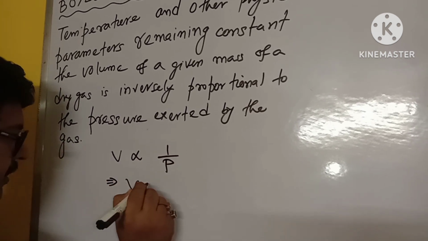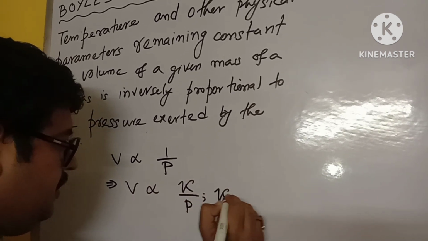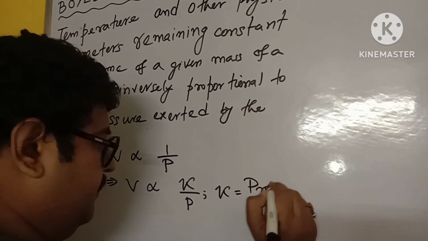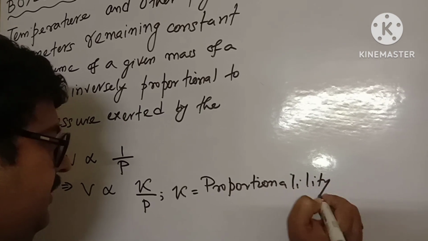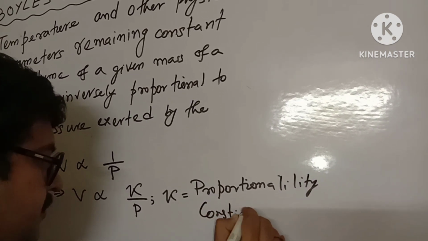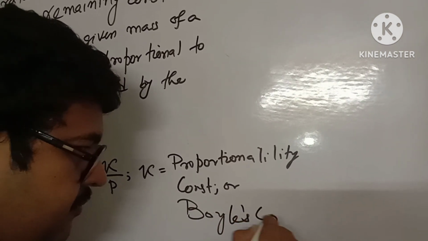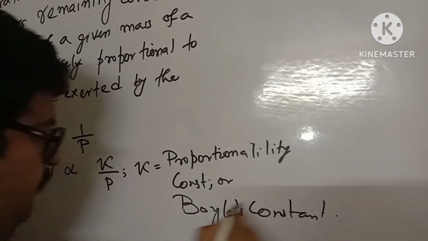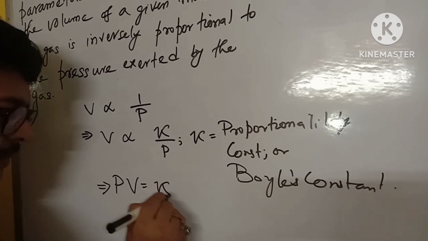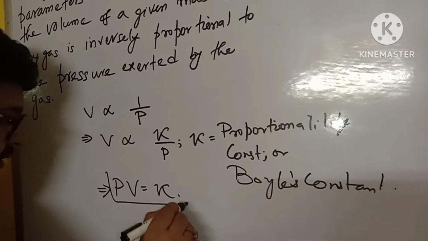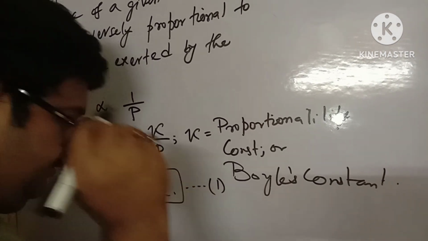That means V is proportional to kappa by P, kappa equal to proportionality constant or Boyle's constant. We can also write PV equal to kappa. So this is the mathematical formulation of the Boyle's law. We are numbering this as number 1.